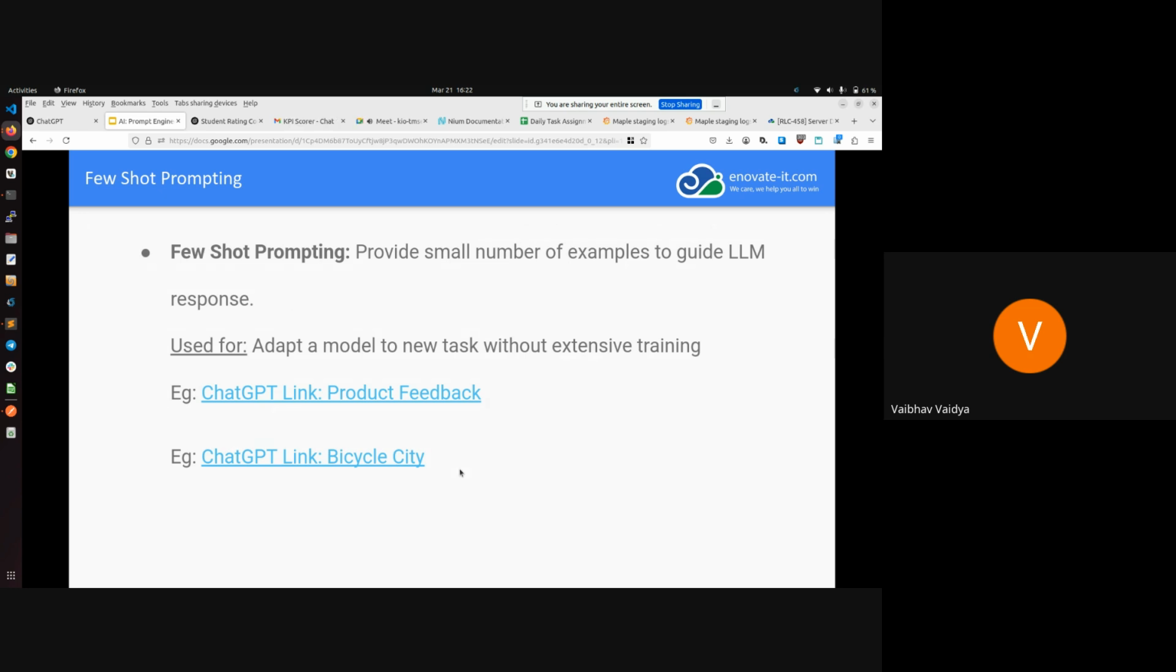After that, so that was zero shot prompting. Now this is a new technique which is called few shot prompting or multi shot prompting. You can use any nomenclature that you wish.